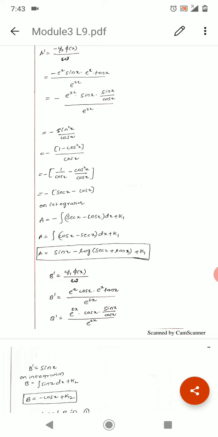Again, sin square x can be written as 1 minus cos square x. Therefore, a dash is equal to minus of (1 minus cos square x) by cos x. So again, splitting the numerator, we get a dash is equal to minus of (1 by cos x minus cos square x by cos x). That will become minus of (secant x minus cos x). On integration, we get a is equal to minus of integration of (secant x minus cos x) with respect to x plus k1.